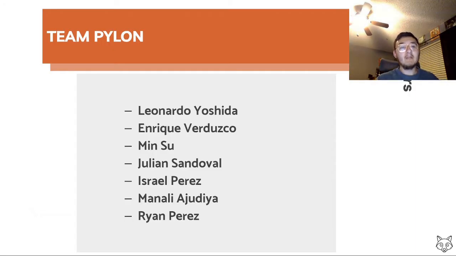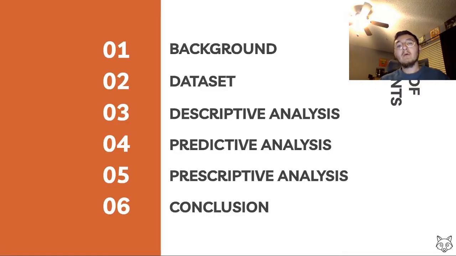So our team name is TeamPylon, and our group consists of Leonardo, myself Enrique, Min, Julian, Israel, Manali, and Ryan. So today our group will be speaking about our project's background, our data sets, descriptive, predictive, and prescriptive analysis that we made, as well as our conclusion.